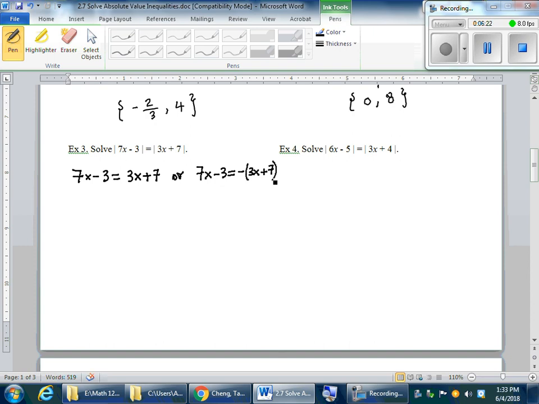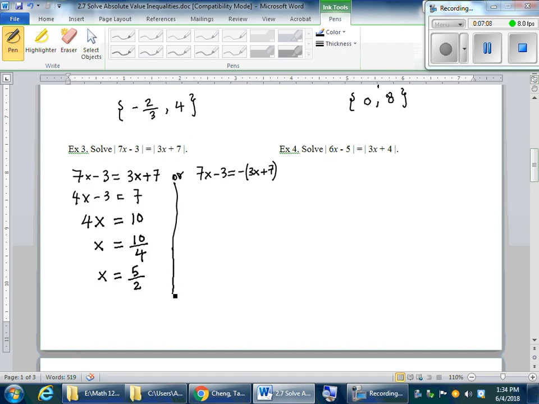Now I solve each case, so it's very straightforward, right? So subtracting 3x on both sides, that will give me 4x minus 3 is equal to 7. And adding 3 to both sides, that gives us 4x equal to 10. And dividing both sides by 4, which gives us x is equal to 10 over 4. And simplify it, which is 5 over 2.